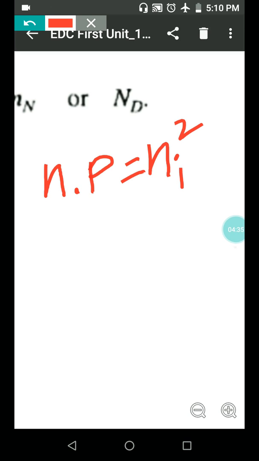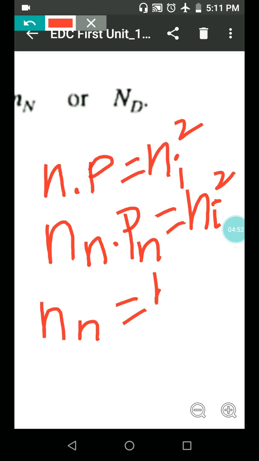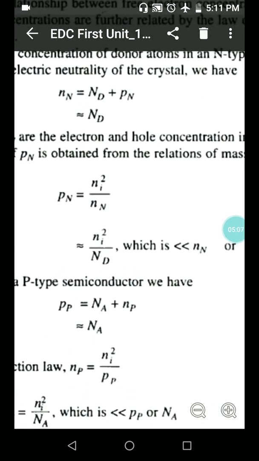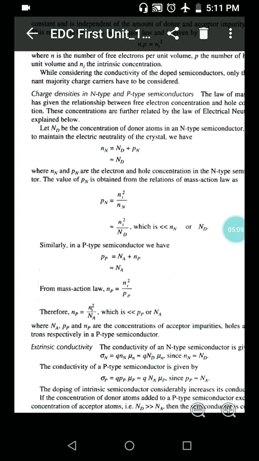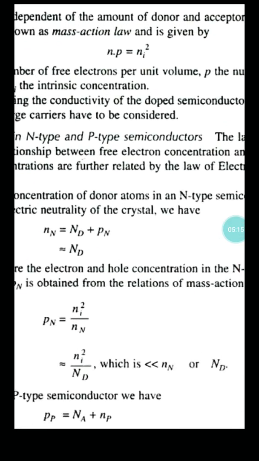Let us take an n-type semiconductor. Now it is converted: Nn dot Pn is equal to ni square, the intrinsic material. Now what about Nn here? Nn is equal to ni square by Pn. This is the final expression, remember this one. Similarly, Pn is equal to ni square by Nn. This equation is converted like this: n p is equal to ni square.